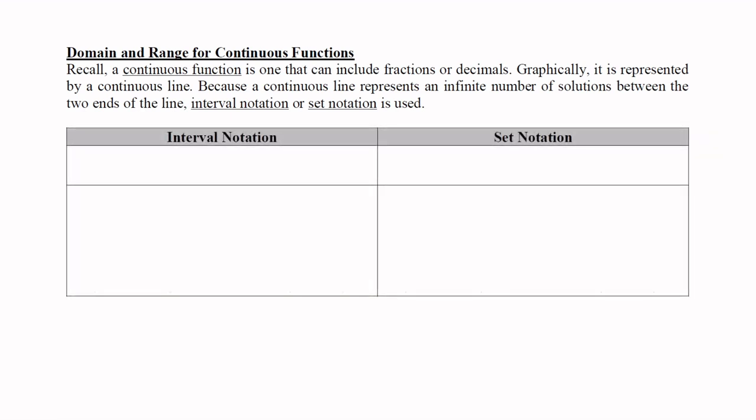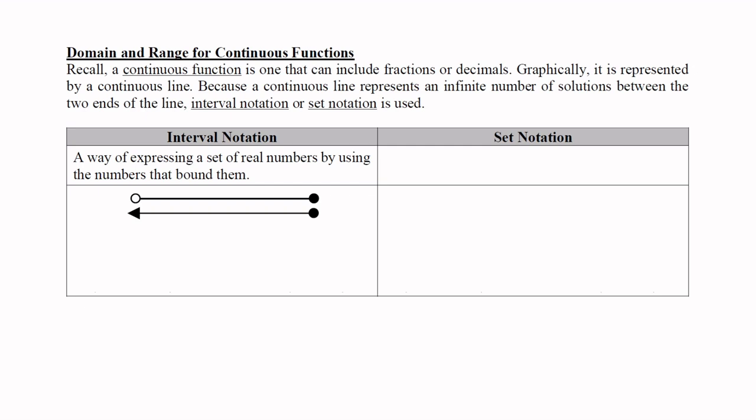So let's talk about the two types of notation for continuous functions in writing our domain and range. Interval notation is a way of expressing a set of real numbers by using the numbers that bound them. So for example, if we have a continuous line and we have an open dot or a closed dot or an arrow, these are the symbols that you will use. For an open dot or an arrow, you're going to use a parenthesis because that indicates that the end is not included. And we do not include infinity, which is what is indicated by an arrow.